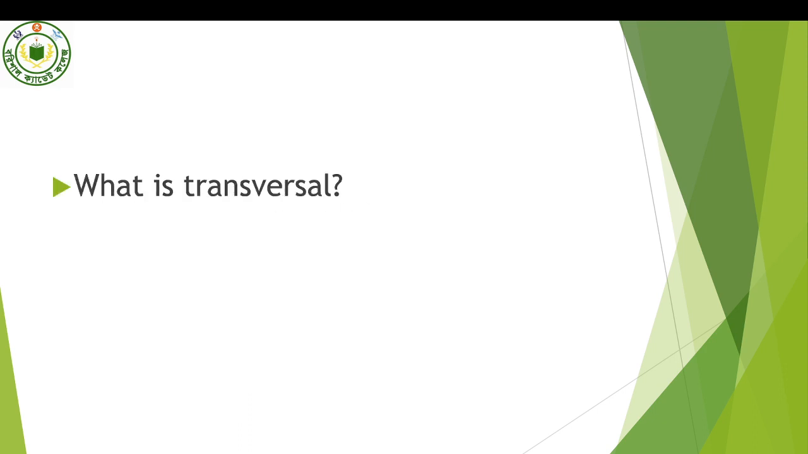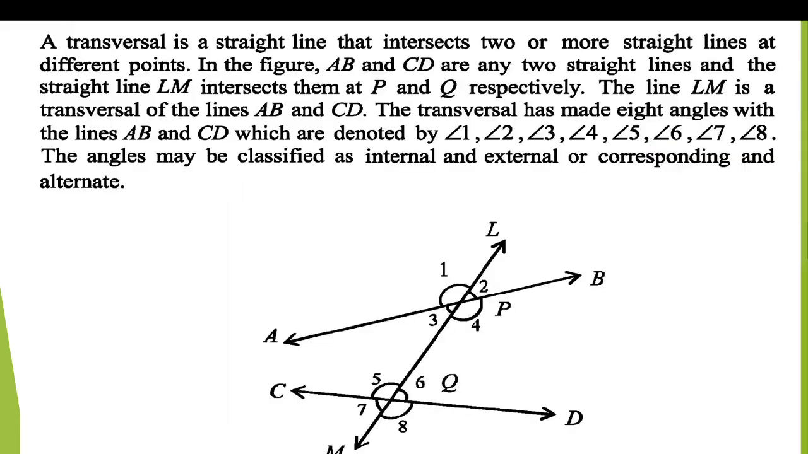Now we will discuss transversal. What is a transversal? You can see the picture of a transversal. Here we can see two lines AB and CD. Are they parallel lines? No, they are not parallel lines. Here LM is a transversal and AB and CD are two lines.